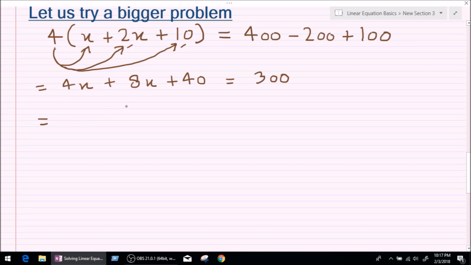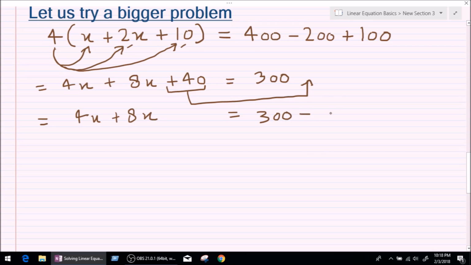Same thing, if you want to find out the value for x, send everything but x on the other side of the equal to. So let us shift 40 on the right hand side from the left hand side. So we can write 4x plus 8x equal 300, and if 40 comes on this side, it is gonna be minus 40 because it is plus on the other side, equal to. Now what is 4x plus 8x? 4x plus 8x is basically 12x.